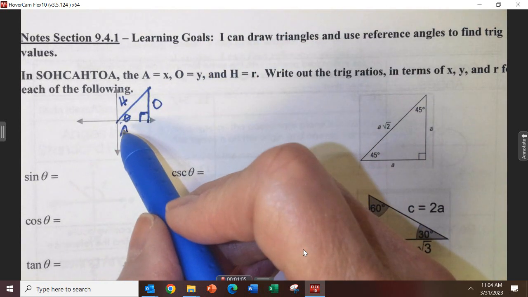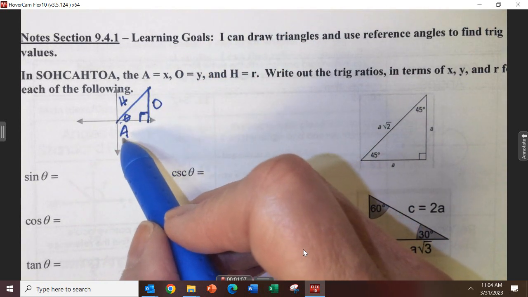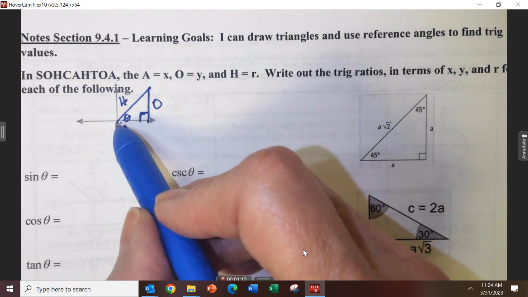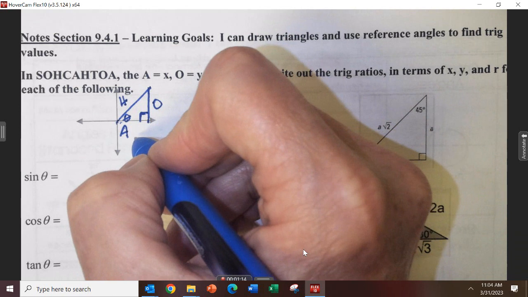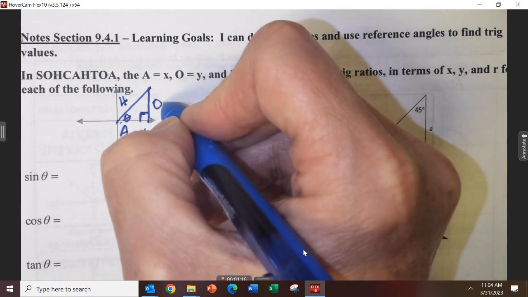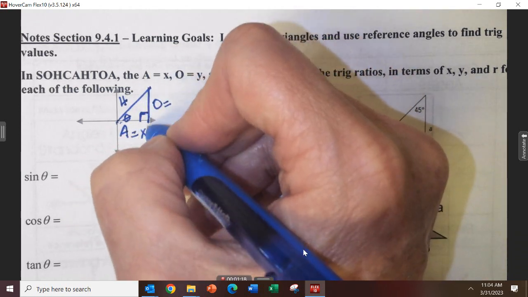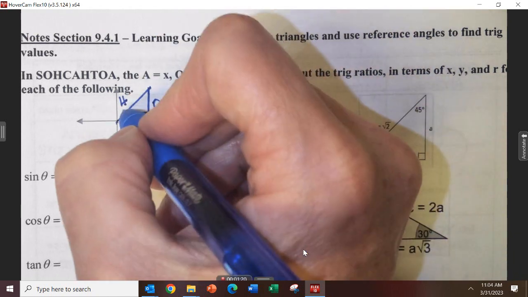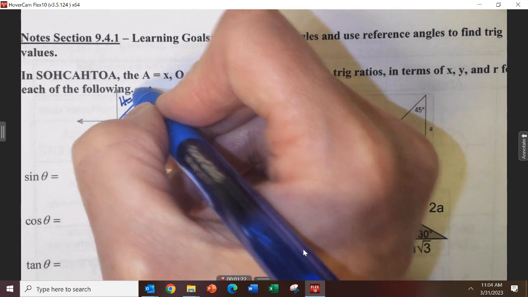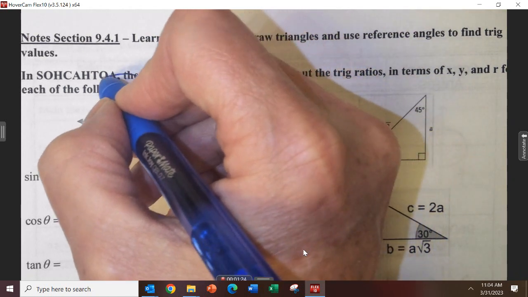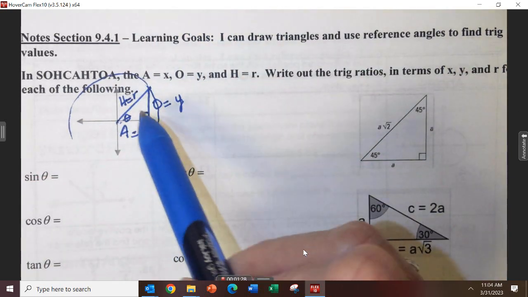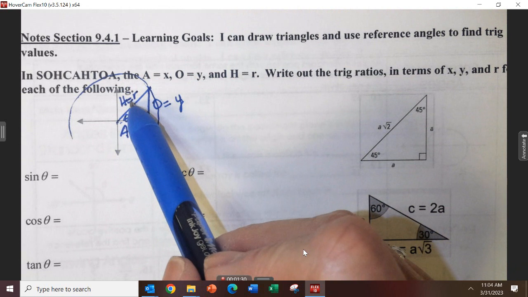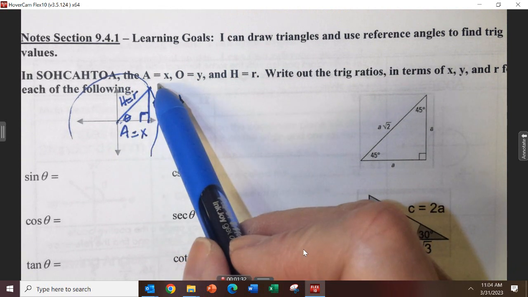Now, what if we're thinking in terms of x, y, and r? Well, is this going to be in the x direction or the y direction? X. So A is always x. O is always going to be what? Y. H is always called r because it would be the radius if I were to think of this as having a circle around it. That's why we also call this H or r.